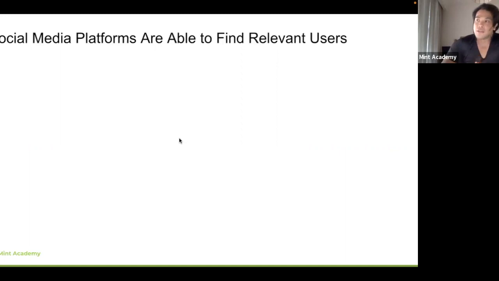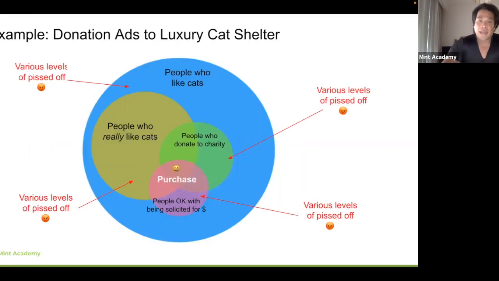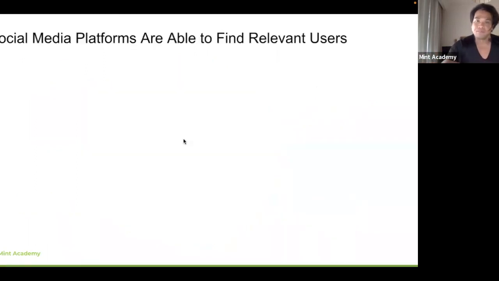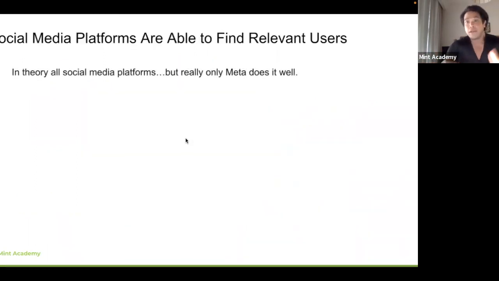The reason that the internet, especially social media platforms, change the game is because they are able to identify that exact sweet spot. And so everyone who is served that ad is going to be relevant, and the ad is going to be contextually appropriate for that person. In theory, all social media platforms should be able to do this. Any social media platform that contains what's known as a pixel or does any sort of API conversion matching should be able to do this, but only Meta does it really, really well. So Facebook and Instagram in particular are really good at this.